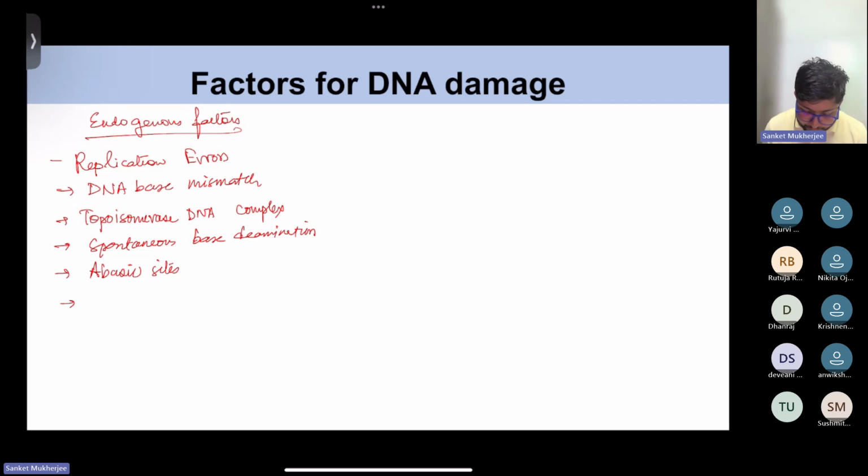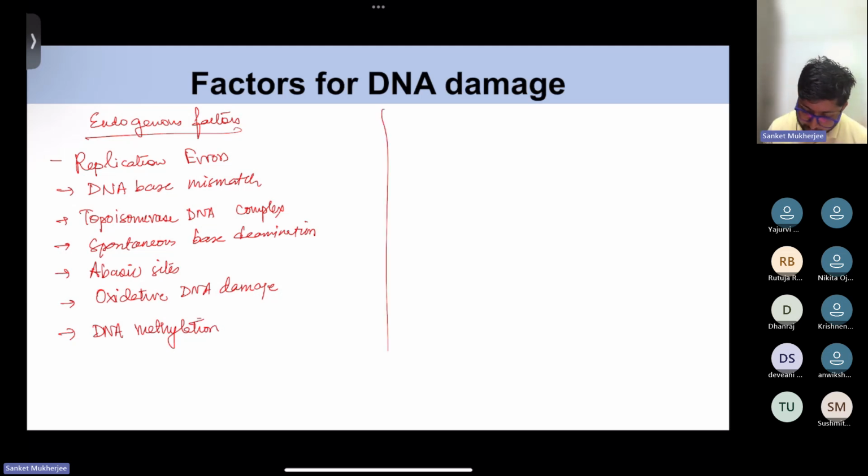There could be oxidative DNA damage. Due to various cellular processes like respiration, there is the electron transport chain, there is transfer of electrons, and a lot of energy is transferred throughout this process. There could be production of free radicals which could cause oxidative DNA damage. Then there is DNA methylation. So these are the endogenous factors.